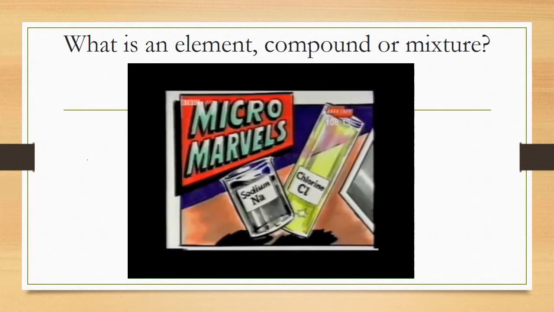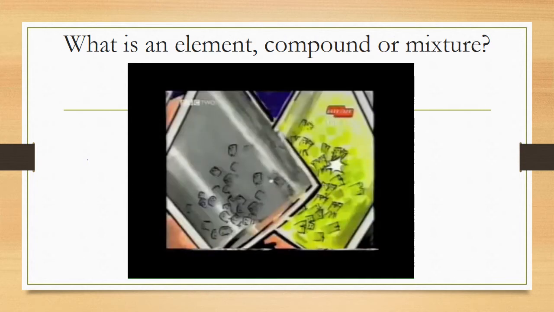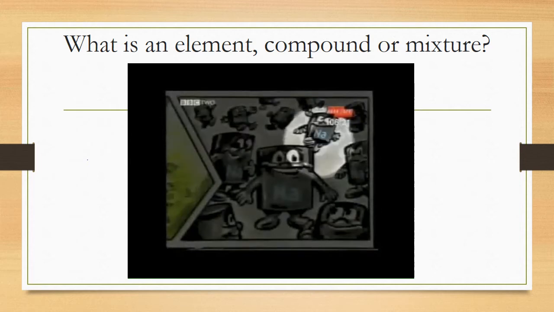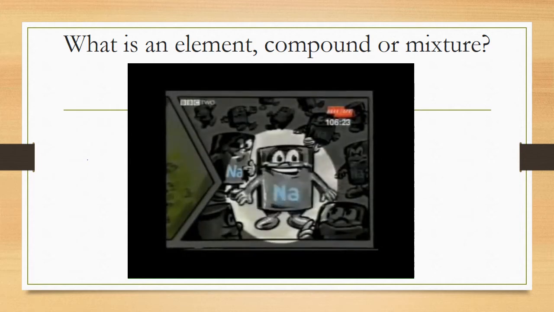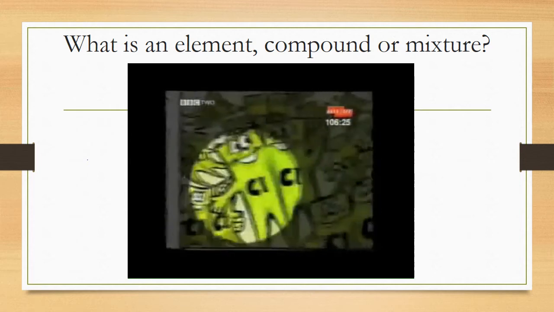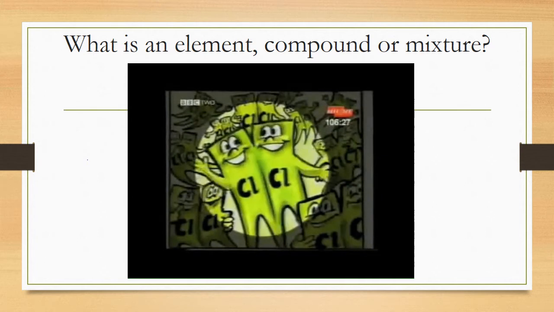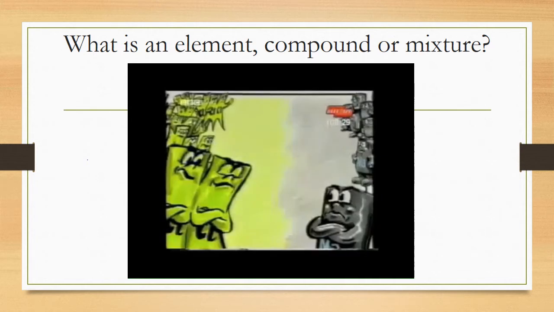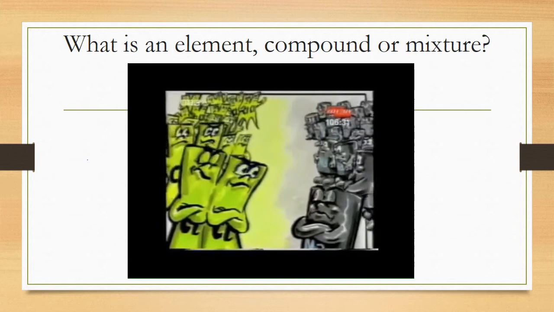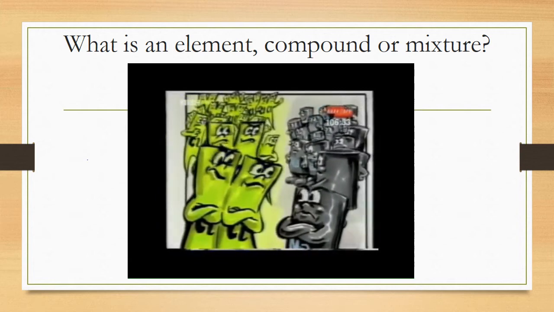Elements are made up of tiny particles, too small to see with the naked eye. Particles of one element are all the same. Imagine these are particles of the element sodium. Chlorine particles are very different from sodium particles. But when particles of different elements get together, two things can happen.